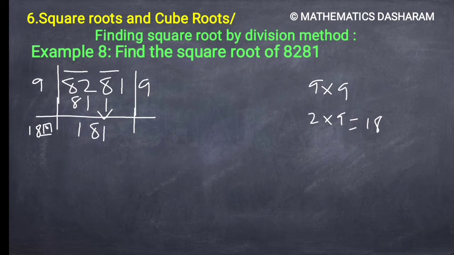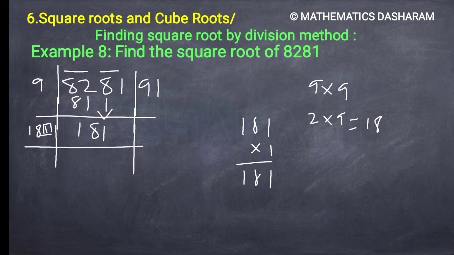So the first digit is 0. 180 into 0 is 0, but it is 181, so it is not suitable. Next digit is what? Next digit is 1. So 181 into 1 is how much? 181. Here also 181. So the suitable digit is 1. So 181 into 1 is 181. Then the remainder is 0.